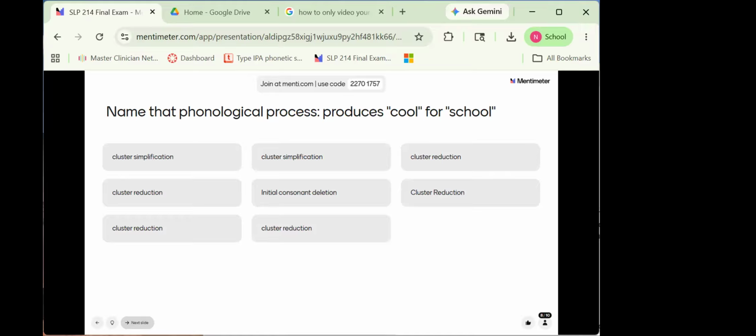Initial consonant deletion, I can see the thought process for that one, right? But in this, there's a consonant cluster that is reduced, and that is our main point. If it was initial consonant deletion, both of those would be taken off in a word with an S blend at the beginning. So it'd be more like op for stop or ool for school at that point.